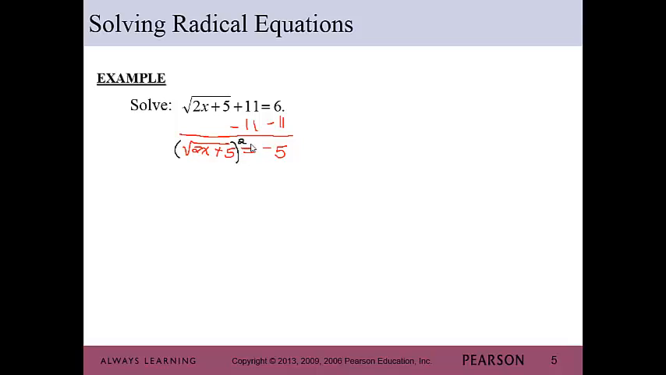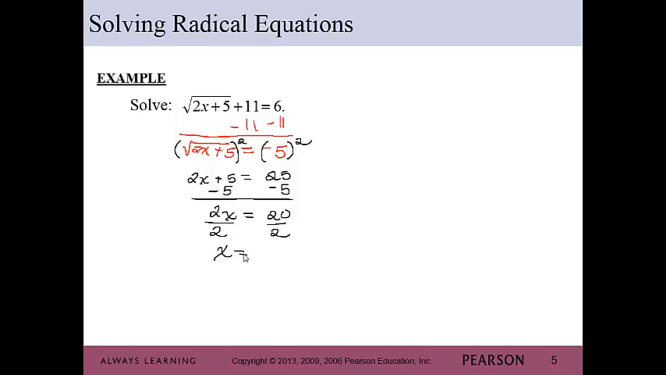That'll leave you with, when you square it, that gets rid of the radical. So that'll give you 2x plus 5 equals 25. Then you're going to subtract 5 from both sides. That'll give you 2x equals 20. Then you're going to divide by 2, and x is going to equal 10.